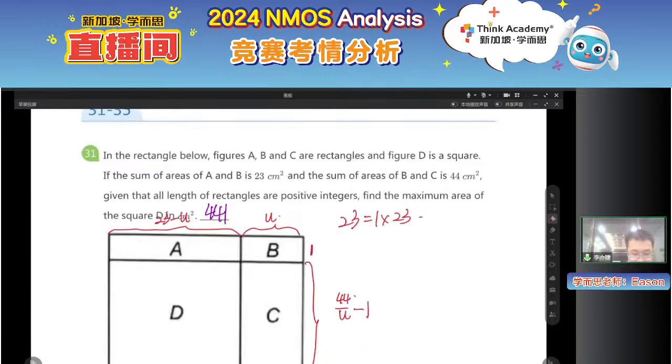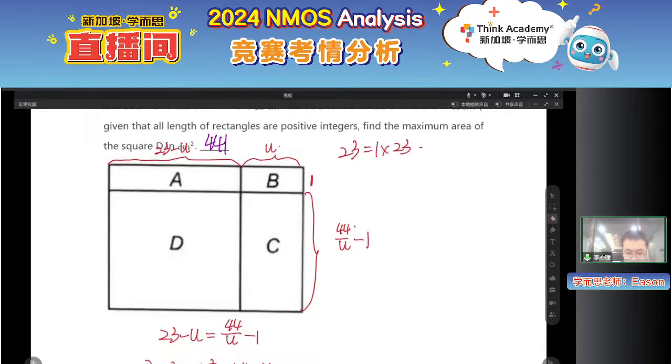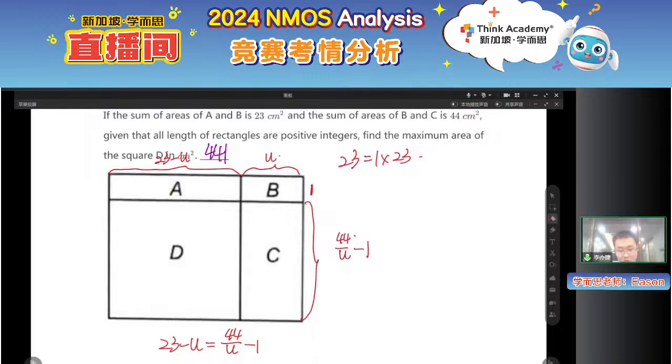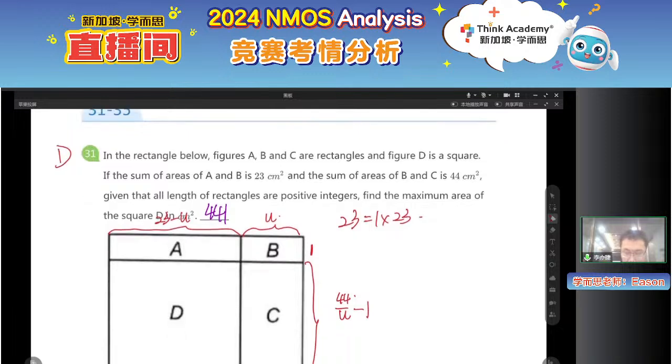Should this be difficult or terrible? I thought it's difficult, because actually you can try all the possible values of U, since U is a factor of 44. So you can try all the possible U to get the answer. If you cannot try, you can only solve the quadratic equation. It should be a terrible question, but maybe we name it a difficult question. Should be fair, right?